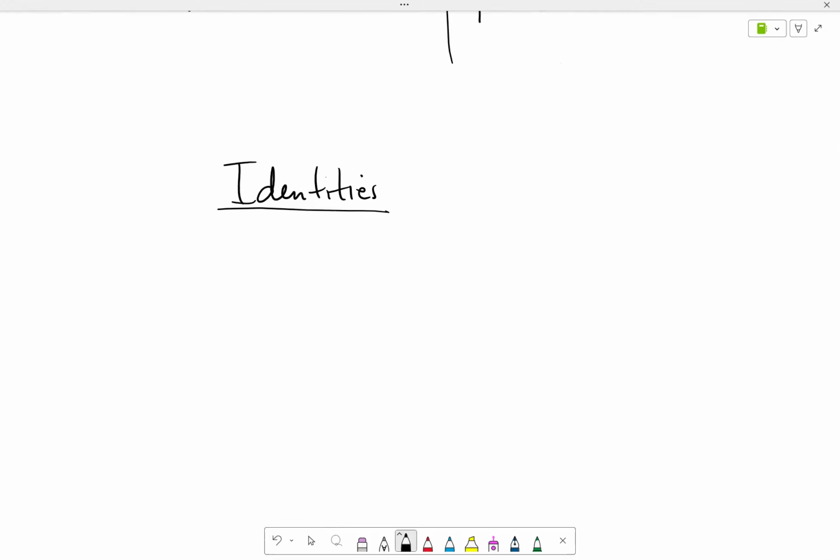Identities. Do you know what an identity is in mathematics? Maybe not. I don't know if you've spoken about identities. It's an equation for which the solution is all real numbers. For instance, x equals x is an identity. But we're going to be talking about trigonometric identities today.